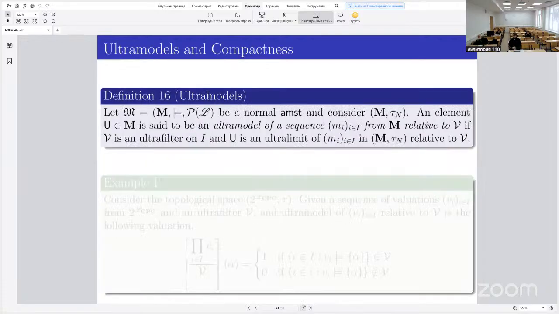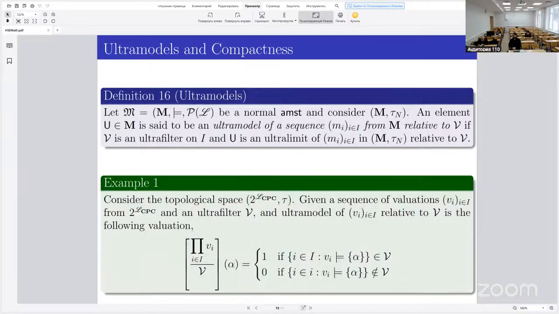And if you apply this definition, so here is the condition. We have already defined the topological space where we have proved the compactness, and considering every normal MST you have a topological space and you consider the ultralimits inside the topological space. They give the name ultramodels. That's the basic idea. So you have a normal MST and consider this topological space which we have defined earlier. An element U is said to be an ultramodel of a sequence of models from M relative to the ultrafilter V if V is an ultrafilter on I and U is an ultralimit of this sequence relative to V. Ultraproduct is one example, but here is a more basic example.